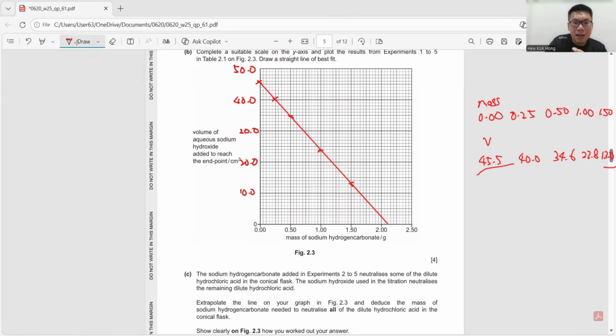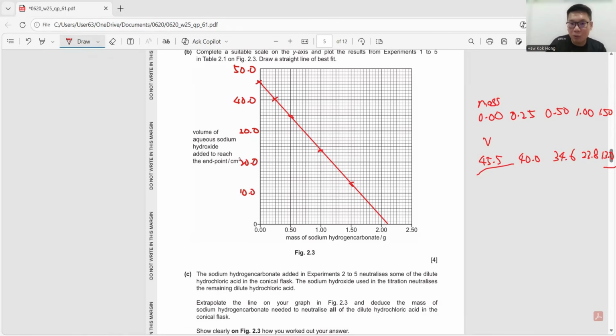Best fit. Then the next question says the sodium hydrogen carbonate added in experiment 2 to 5 neutralized some of the dilute hydrochloric acid in conical flask. The sodium hydroxide used in the titration neutralized the remaining dilute hydrochloric acid. That's why when they add sodium hydrogen carbonate, the NaOH that we need to use is reducing. Extrapolate the line on your graph in figure 2.3 and deduce the mass of sodium hydrogen carbonate needed to neutralize all dilute hydrochloric acid. Means you do not need to add any NaOH anymore. It's already fully neutralized by NaHCO3.